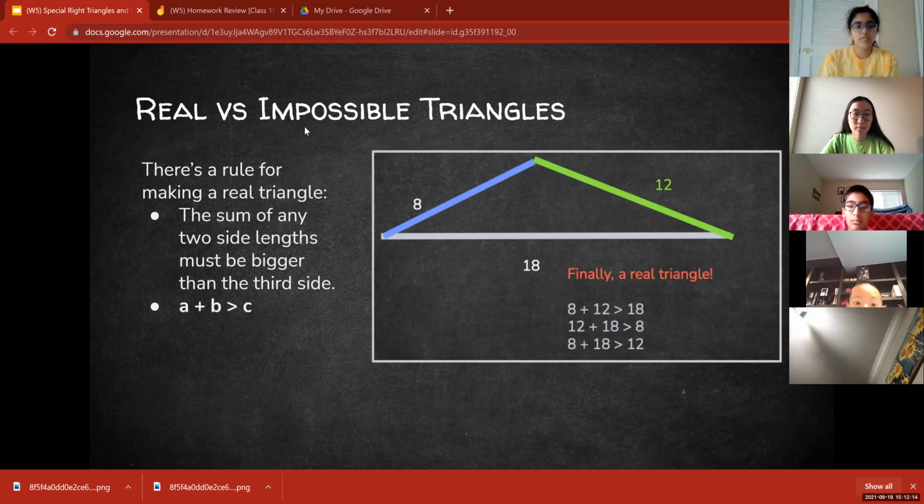So we can see that if we have 8, 12, and 18 as our side lengths, it can form a real triangle, because 8 plus 12 is greater than 18. 20 is greater than 18, meaning these sides can meet, or they can connect. And 12 plus 18 is greater than 8. So that means that those sides can connect, and 8 and 18 are greater than 12, meaning those sides can connect.